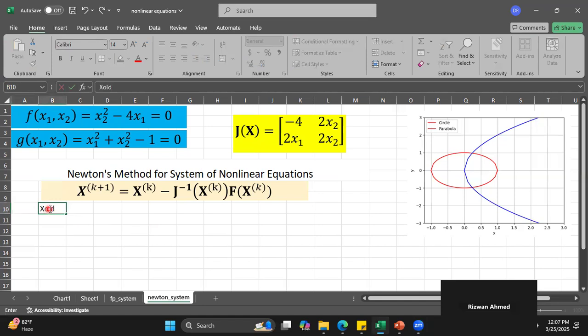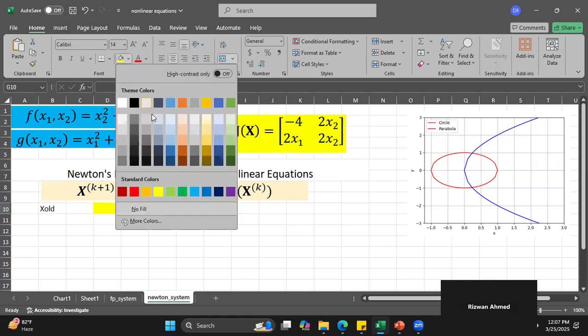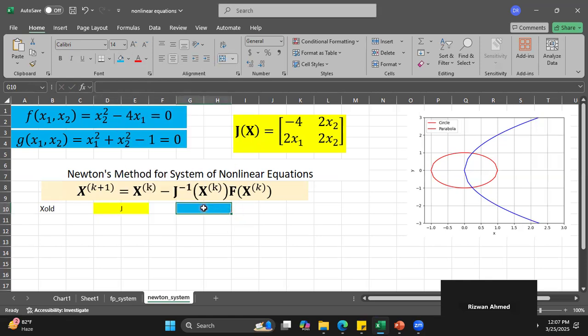So I write here, this is x old. And then I define here a matrix. This will be a 2 by 2 matrix. I call it J matrix. And I have to then calculate the J inverse matrix. It will be of consistent size. J inverse.